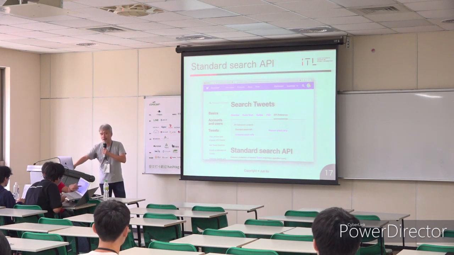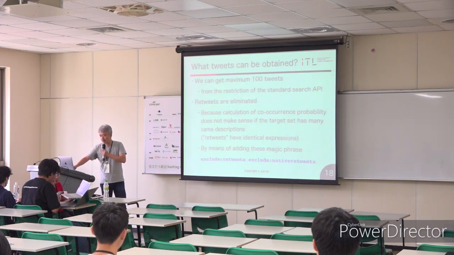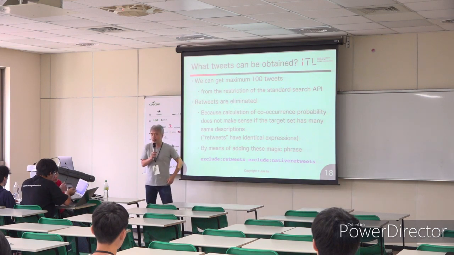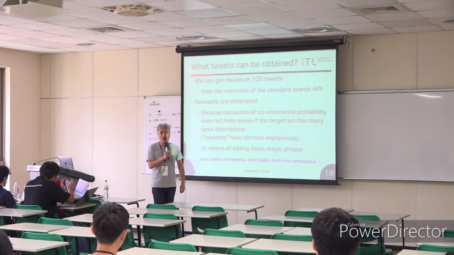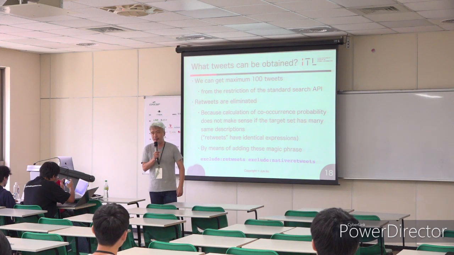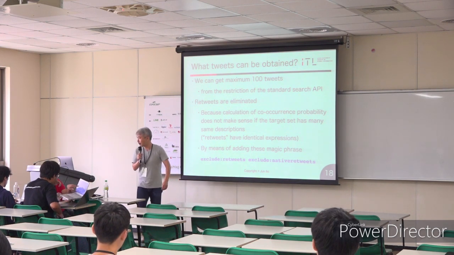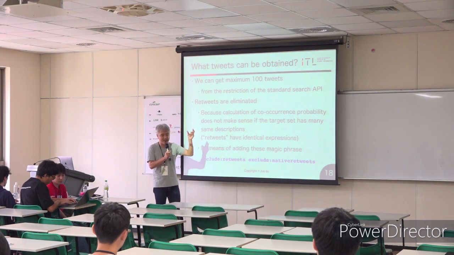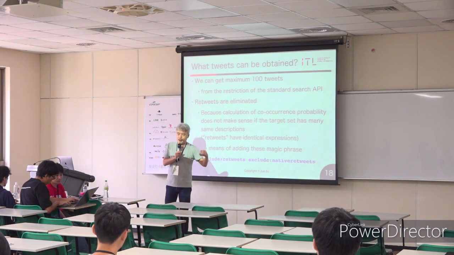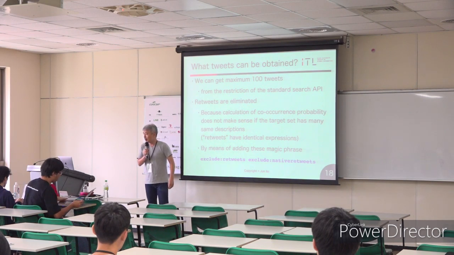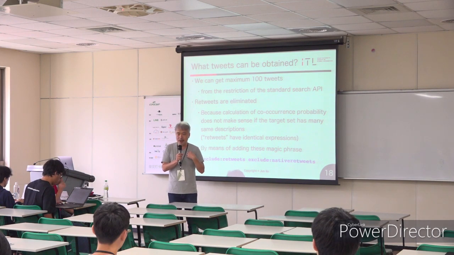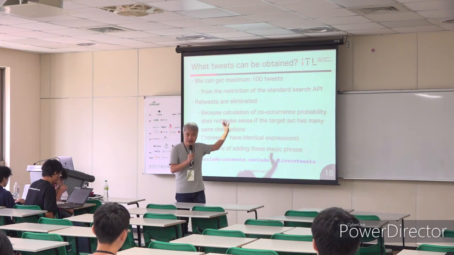But the standard search API is free. Therefore, there are some restrictions. We can only get a maximum of 100 tweets at a time, and there are several restrictions with the standard search API, but it's enough for us.